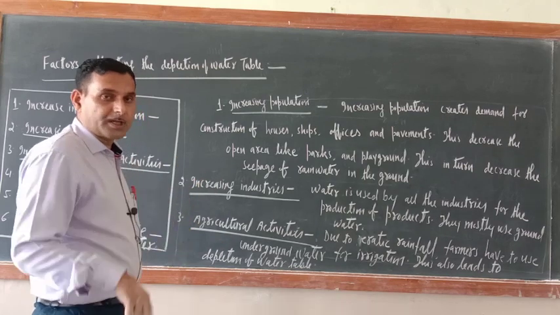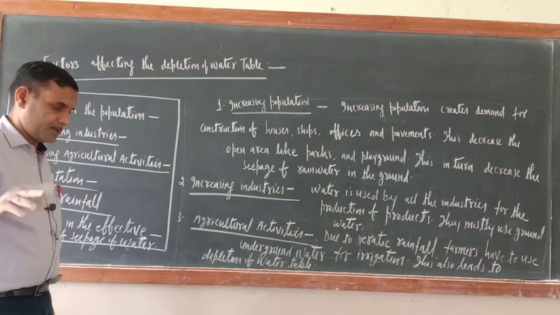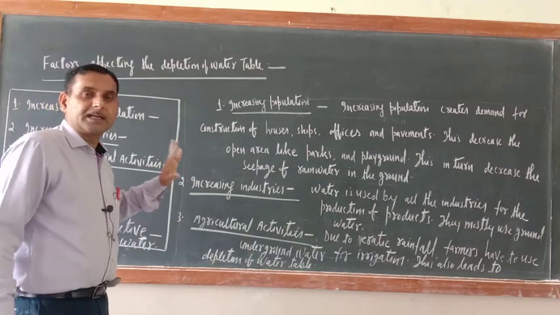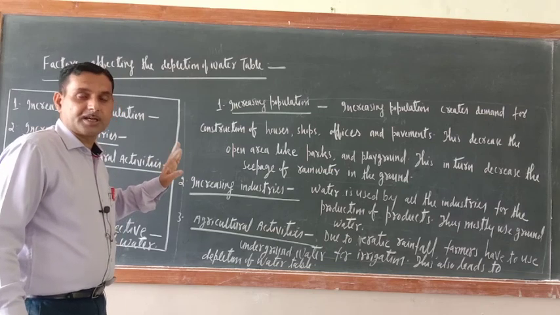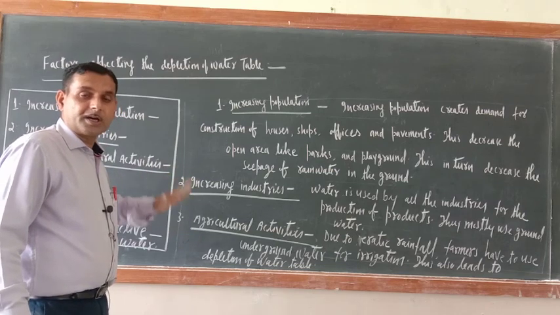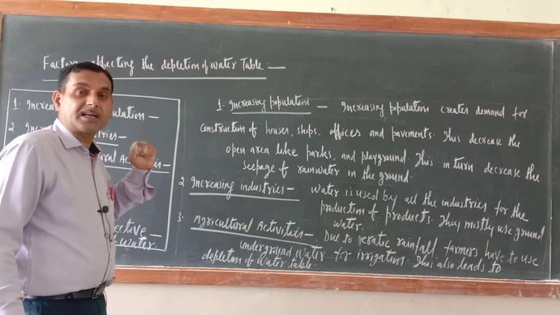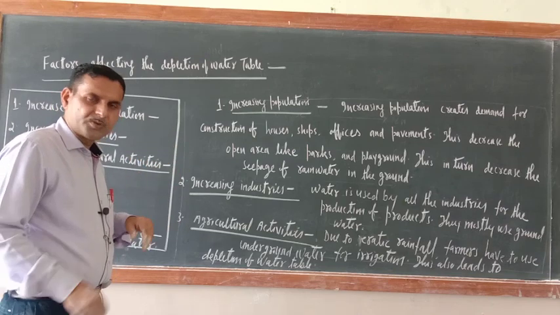And nowadays, of course, for the last 2-3 years there has been sufficient rainfall. That is why water scarcity is not there. Otherwise, the water table is fastly dwindling. Dwindling means fastly depleting.